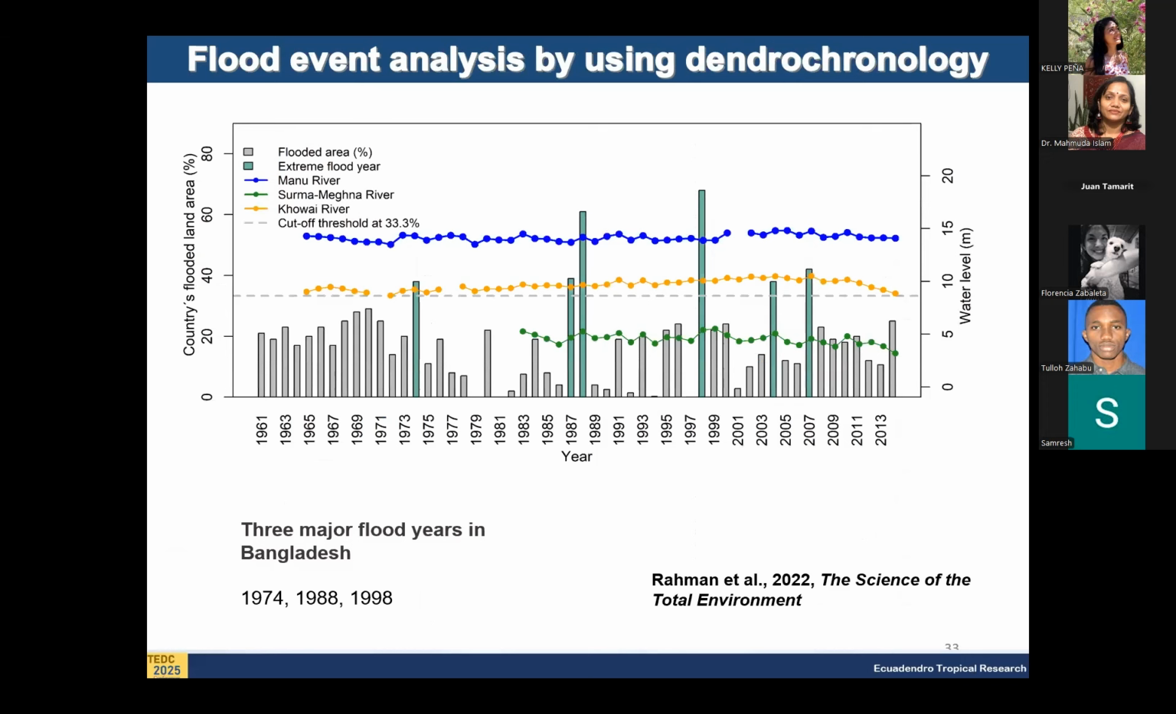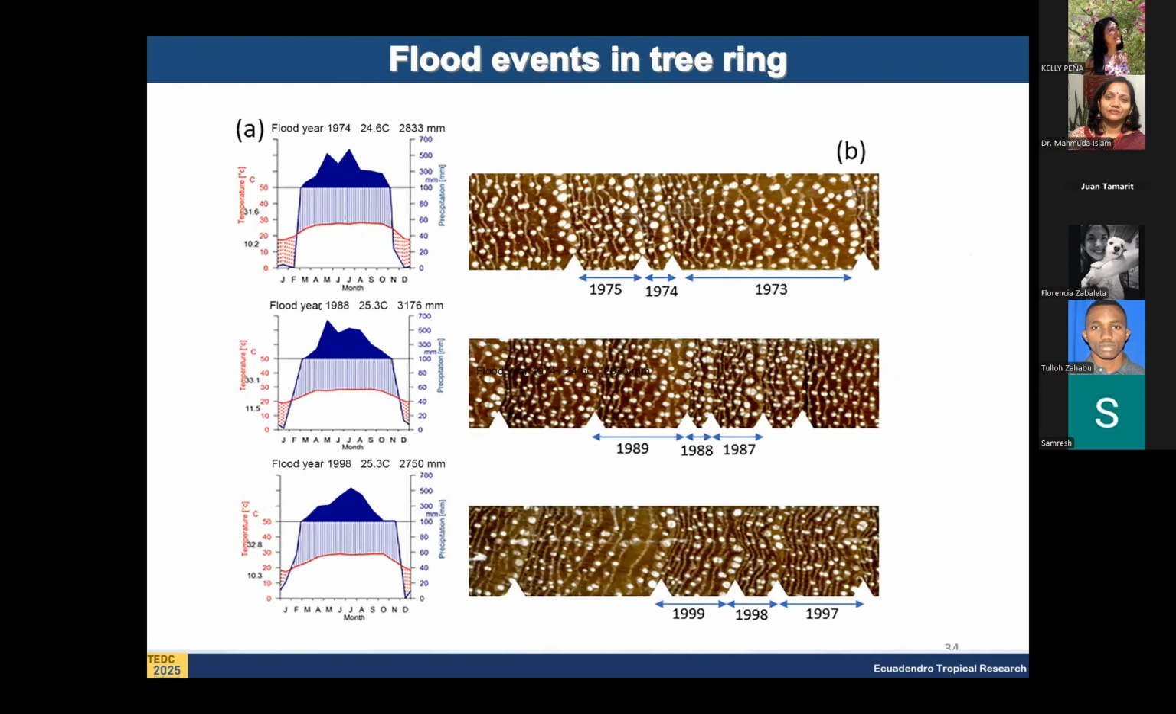Flood events, we have a lot of flood events in Bangladesh. Even South Asia has a lot of flood events. We can use cellular dendrochronology, and also isotopes, to reconstruct the flood events, even to see how previous flood events impacted tree growth or cell level growth. There were three major flood years in Bangladesh, 1974, 1988, and 1999. And we found these three flood years affected our tree growth, especially vessel growth or cell level growth.